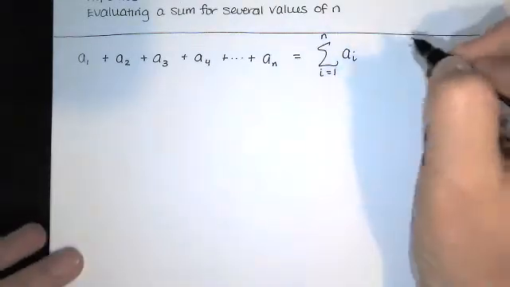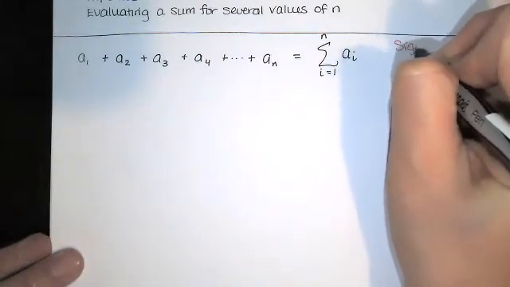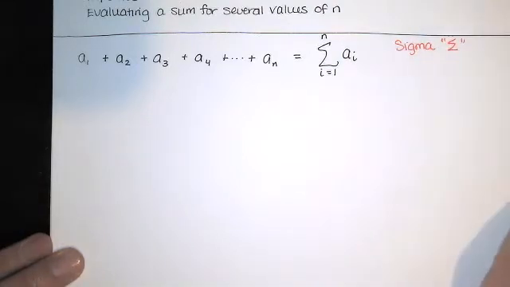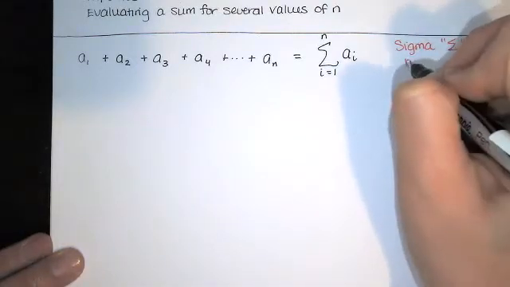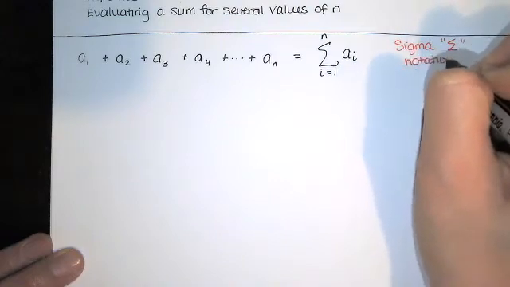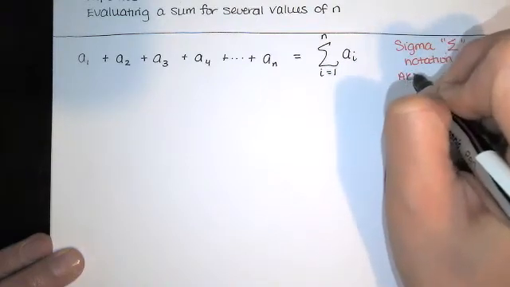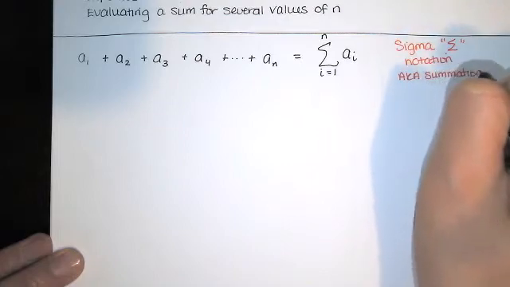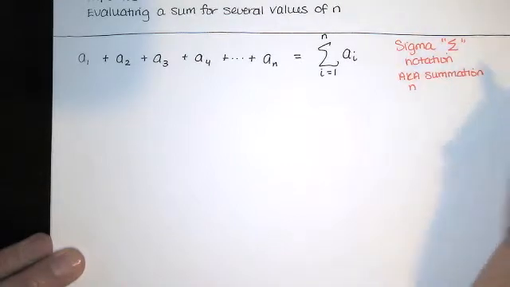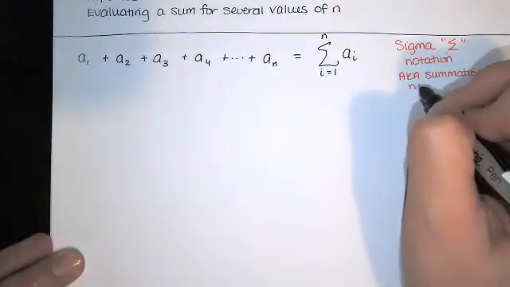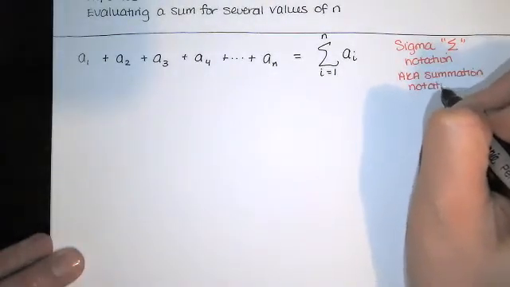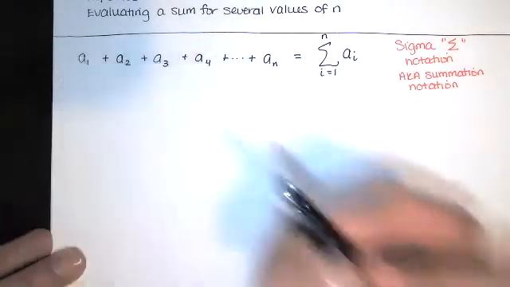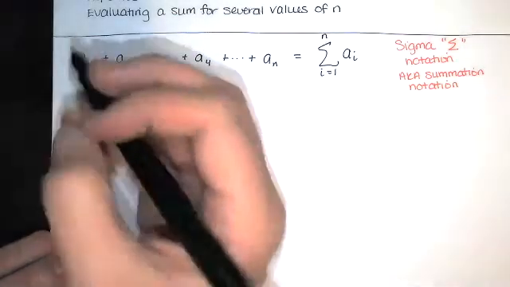So this is just shorthand for this. And again, this is called sigma notation, because that is the Greek letter sigma. Sometimes people will just call this summation notation. It's just shorthand for this sum. These numbers, a sub 1 through a sub n, are called the terms of the summation.